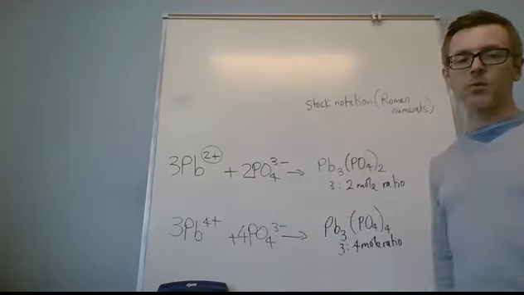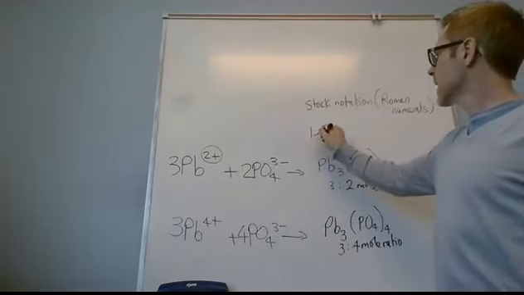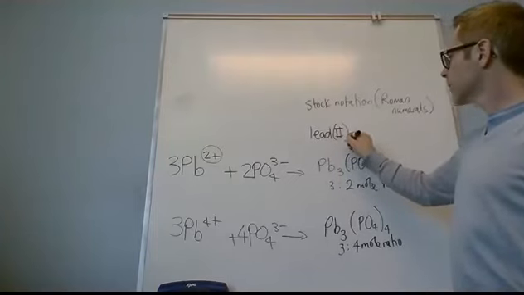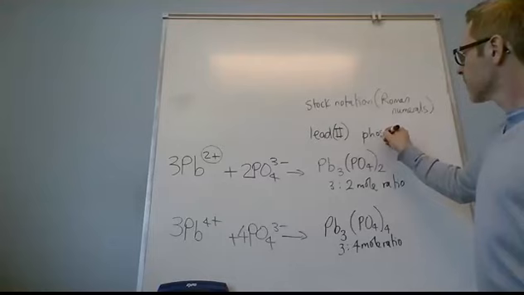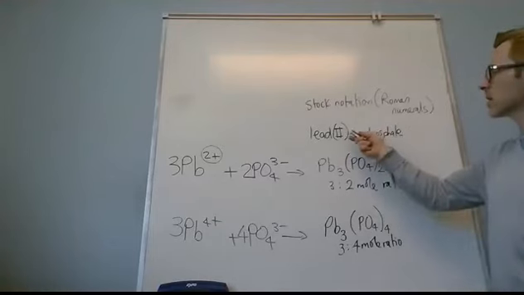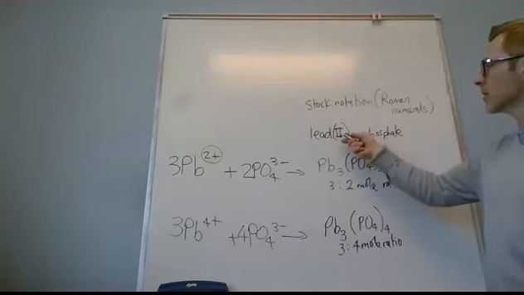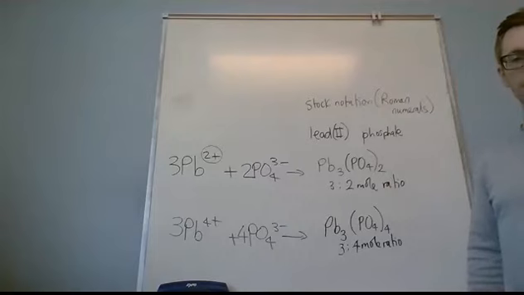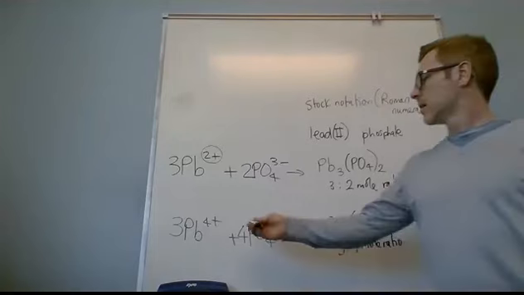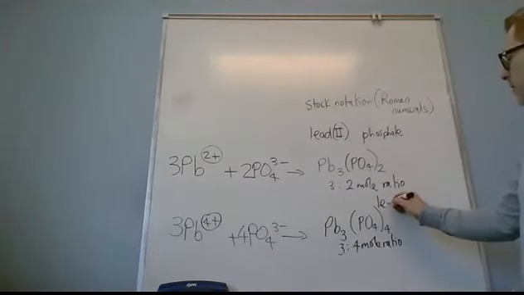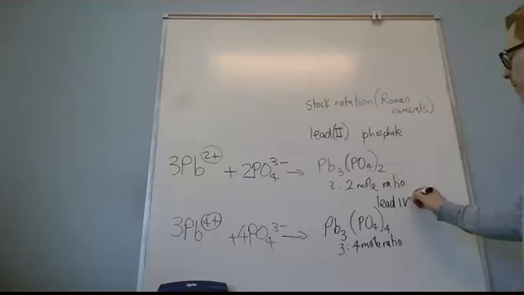So the original cation here was 2. So we would call this lead Roman numeral 2 phosphate. Again, we use stock notation. It's a Roman numeral, and it reflects the charge on the original cation. The charge on this cation is 4, so this would be lead 4 phosphate.